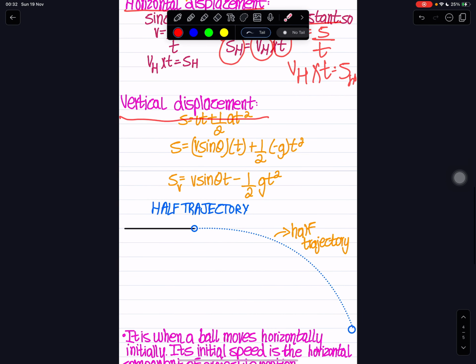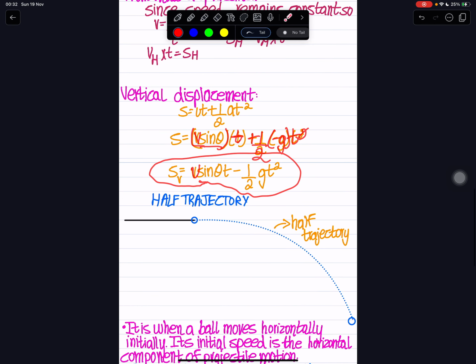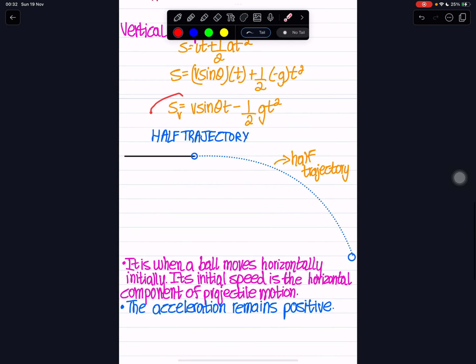The vertical displacement s is equal to ut plus half at square. The initial velocity is v sin theta, time taken is t, plus half acceleration, which, as you know, throughout the projectile is negative, and t square. So v sin theta into t minus half gt square, that is the vertical displacement after t seconds. You just need to plug in the values.